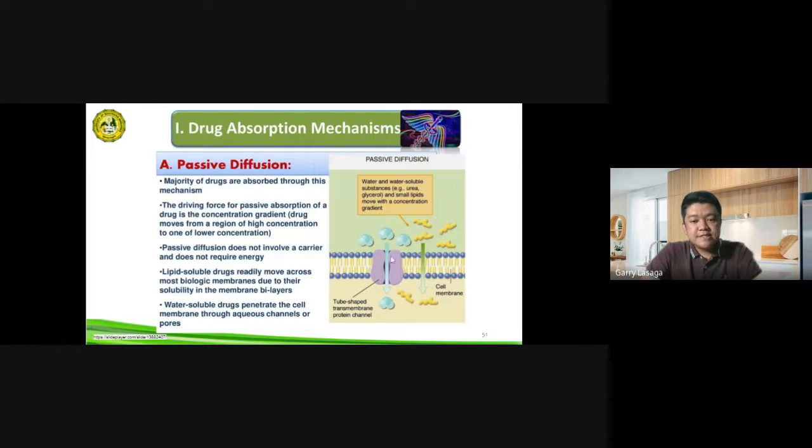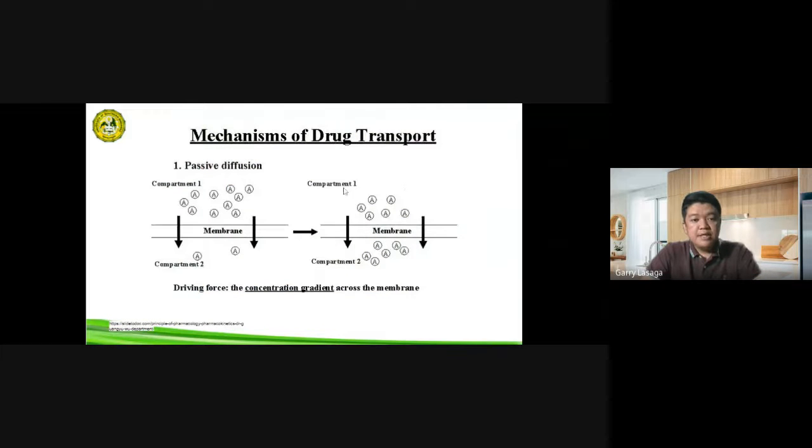So in this case, this is not an example of passive diffusion, but an example of facilitated diffusion, since it requires the presence of a carrier to be able to transport molecules. So this is the illustration of the driving force of the passive diffusion or simple diffusion. So the driving force is the concentration gradient.